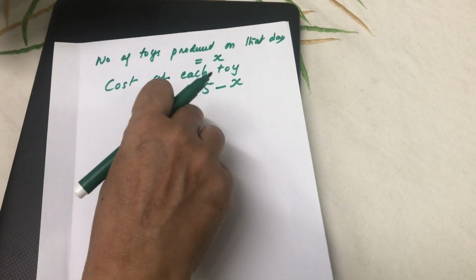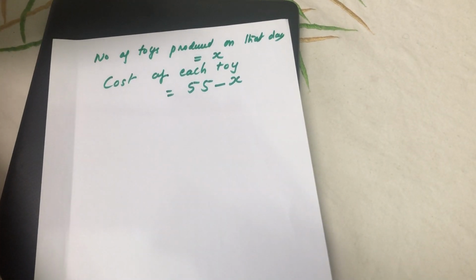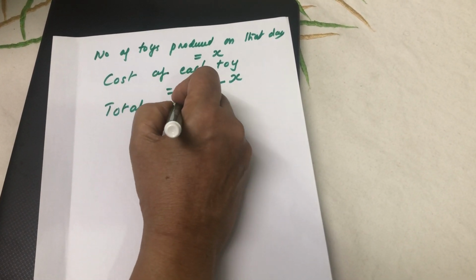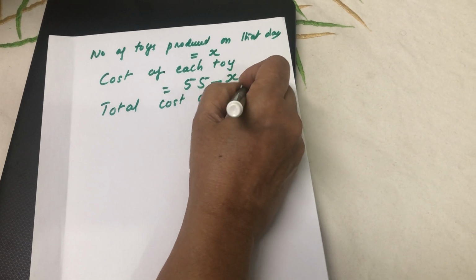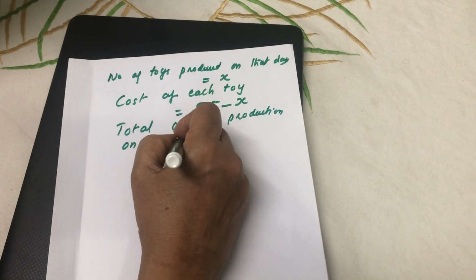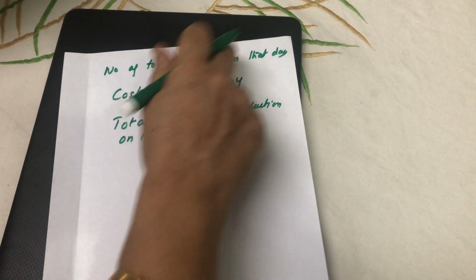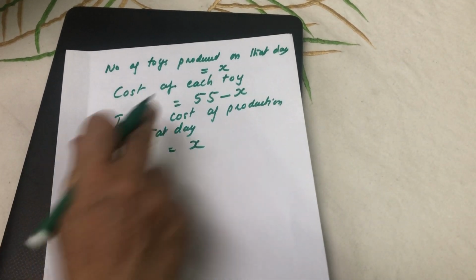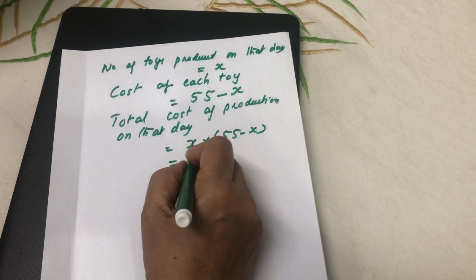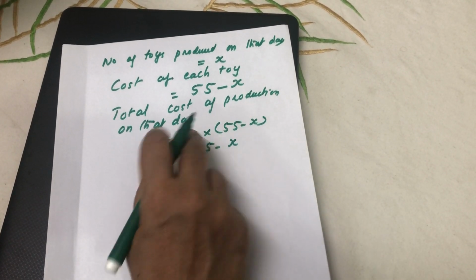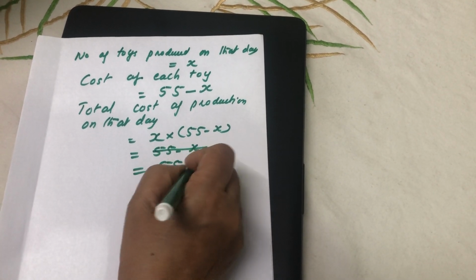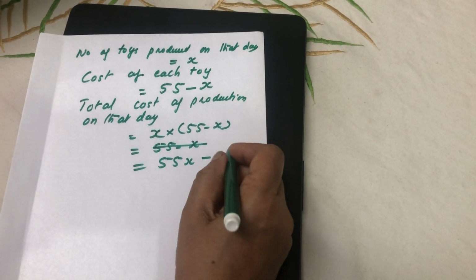And therefore the total cost of production on that day: x is the number of toys produced. Each toy costs 55 minus x. Then it is x into 55 minus x. Sorry, 55x. X into minus x is minus x squared.